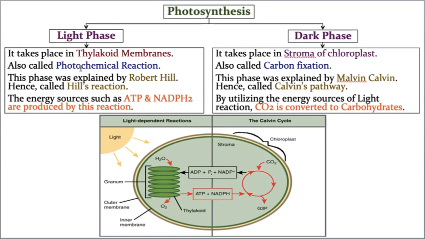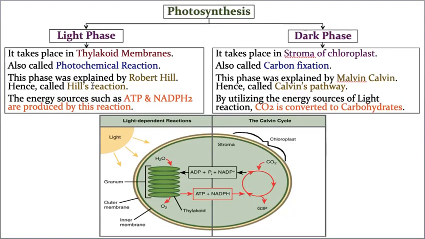Whereas such a photochemical reaction takes place in the thylakoid membranes of the chloroplast. Again, I'm repeating, the light reaction takes place in the thylakoid membranes of the chloroplast. Now, this light reaction was explained by Robert Hill. He is a scientist, and he gave his name to this phase. That's why the light reaction is also called Hill's reaction.